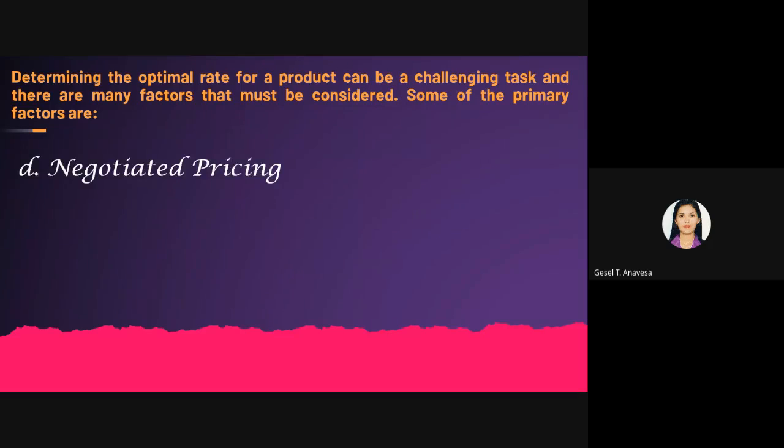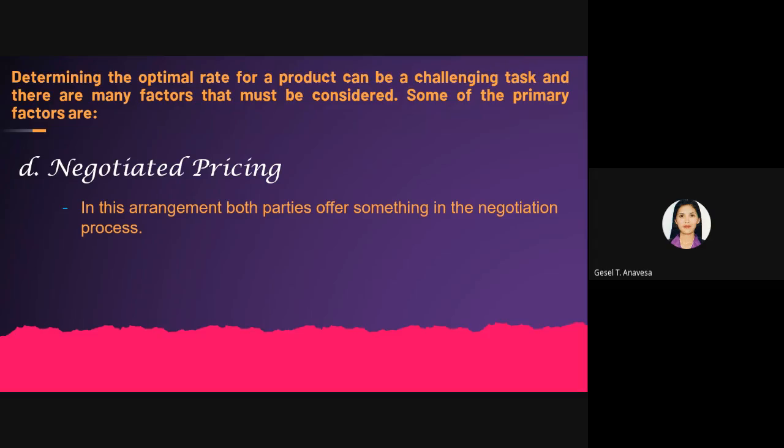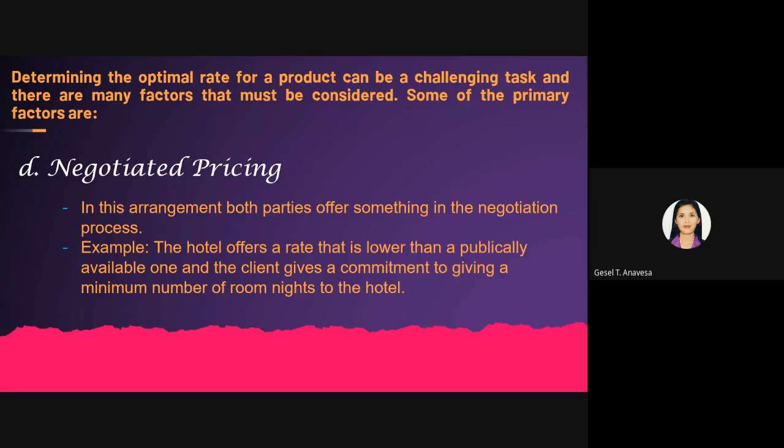The next is negotiated pricing. So offering a negotiated price is a way of asking for a volume commitment. It's a tactic that has been in use for quite some time. So in this arrangement, both parties offer something in the negotiation process. Example, the hotel offers a rate that is lower than a publicly available one, and the client gives a commitment to giving a minimum number of room nights to the hotel. So that is an example of negotiating pricing.